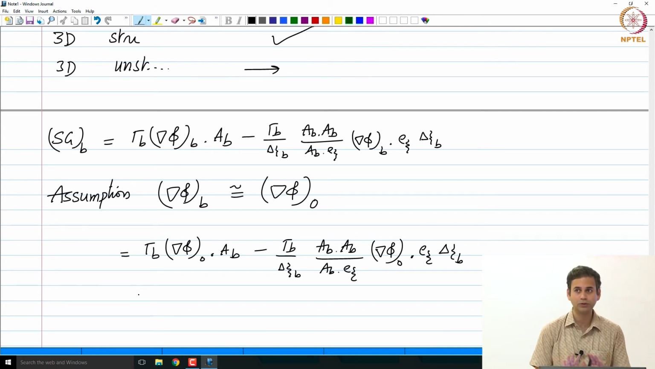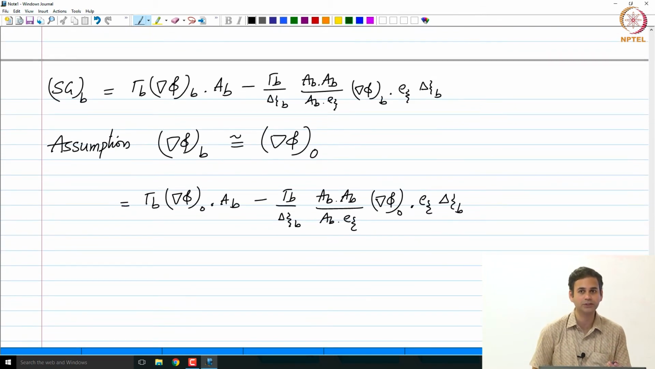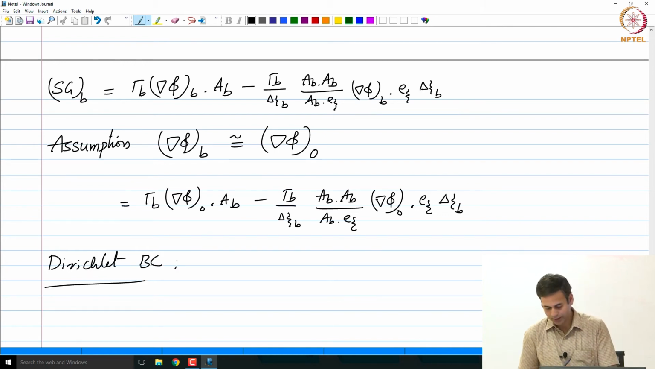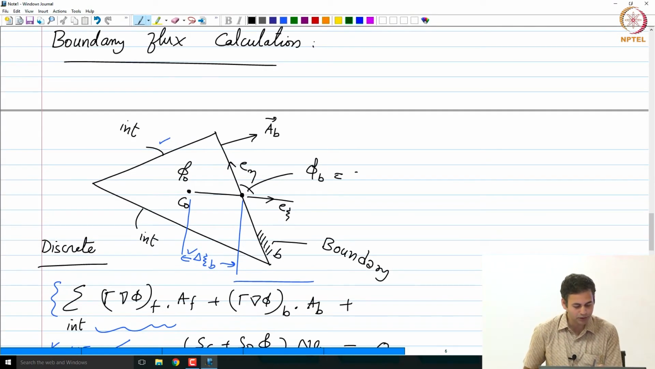Fine, so far so good. This is very much the same as how we dealt with the interior faces. So, this is how we discretize the boundary fluxes. Now, let us look at a specific boundary condition. Let us call it the Dirichlet boundary condition. What is a Dirichlet boundary condition in this context? What is specified? Phi b would be known. This will be known.